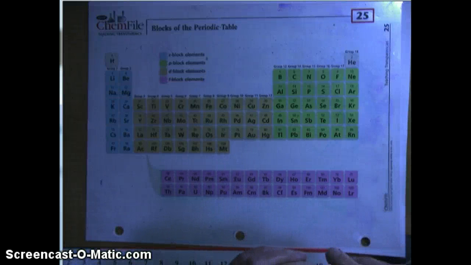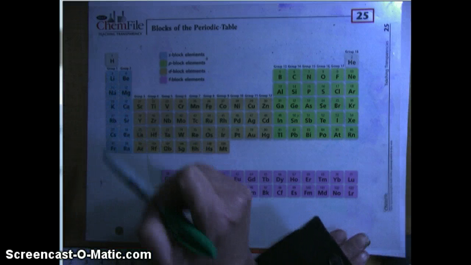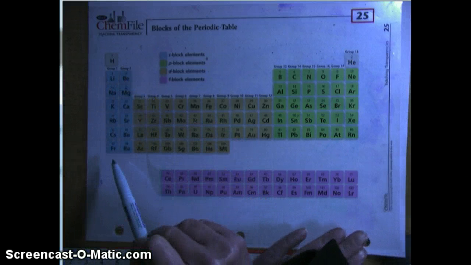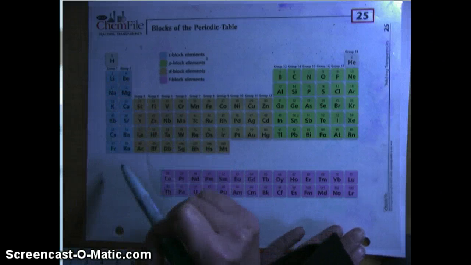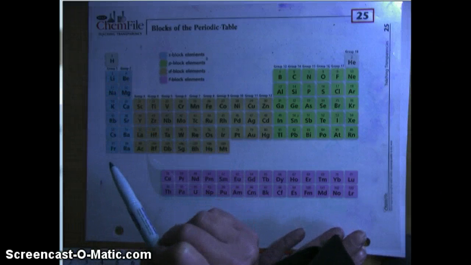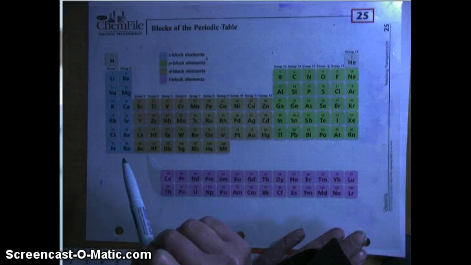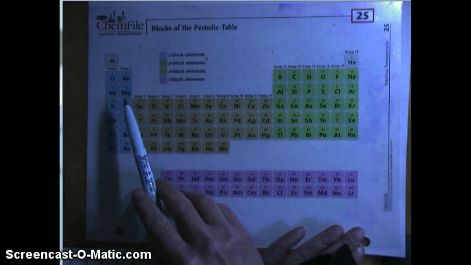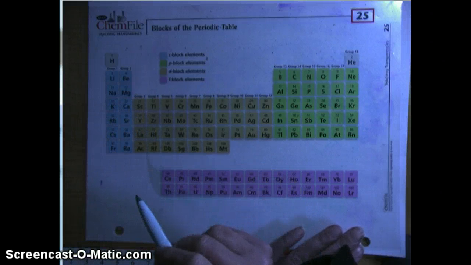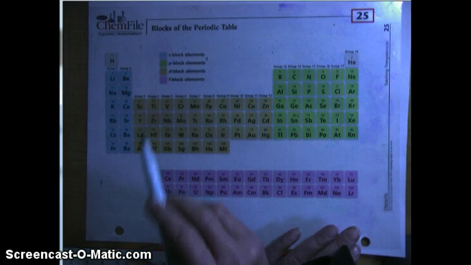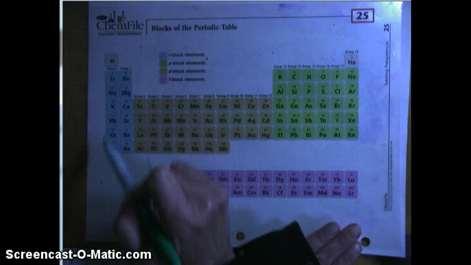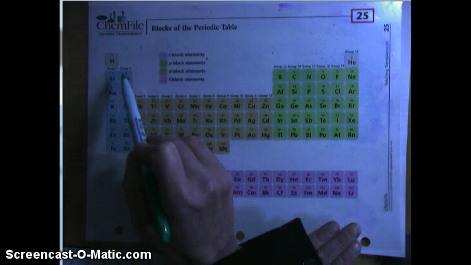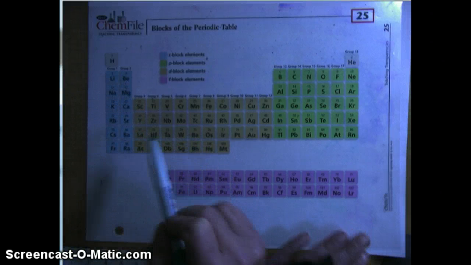In order to write noble gas electron configurations, we need to look at the periodic table and how it's set up in terms of blocks. Alkali metals and alkaline earth metals make up the S block, S being the sublevel, the spherical shaped orbital. Remember, there are 2 electrons that fit in the S orbital. So alkali metals, it would be S1, alkaline earth metals, S2.